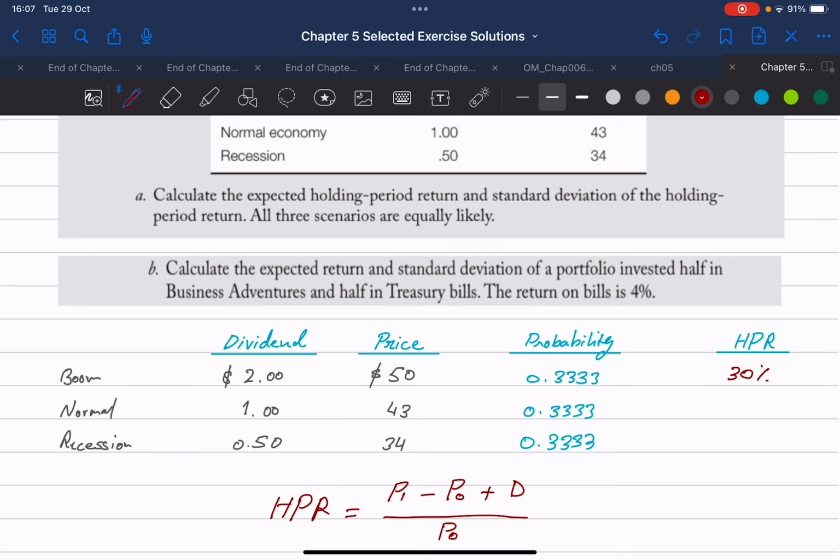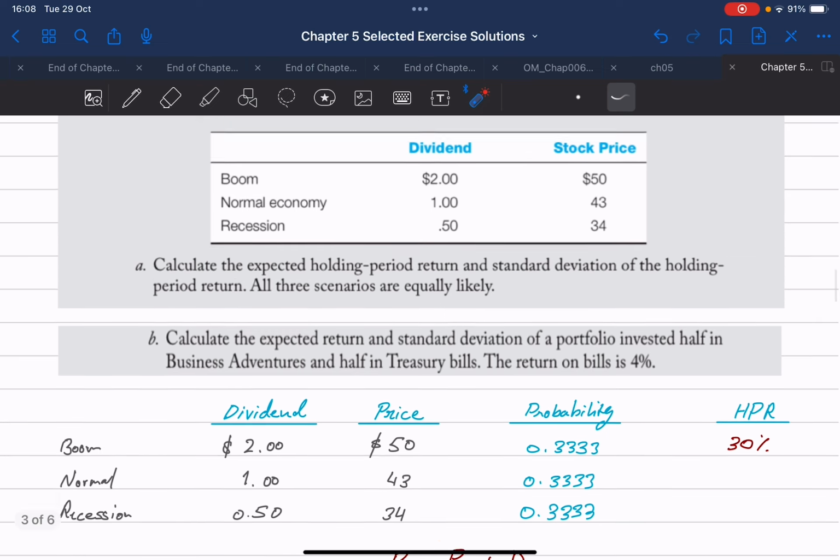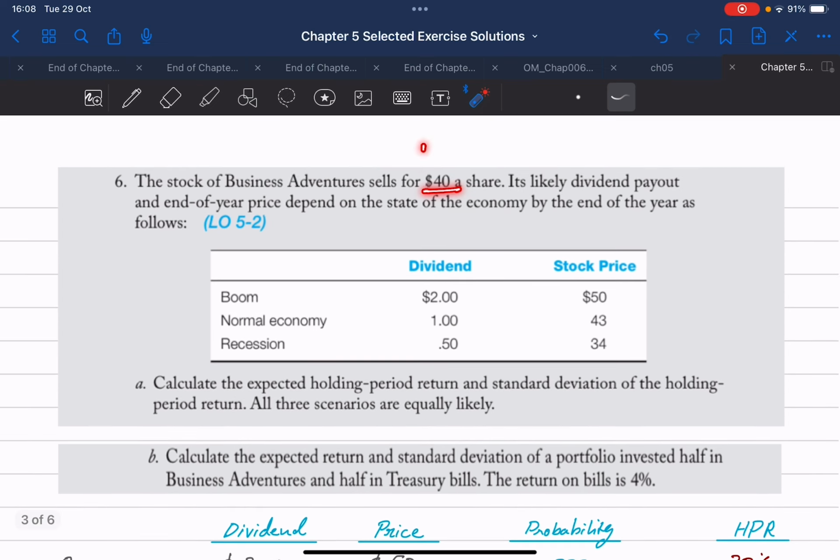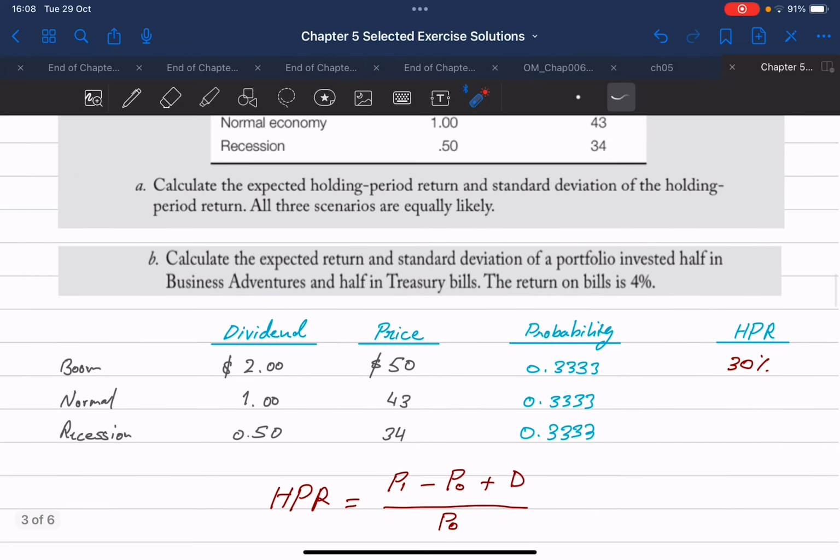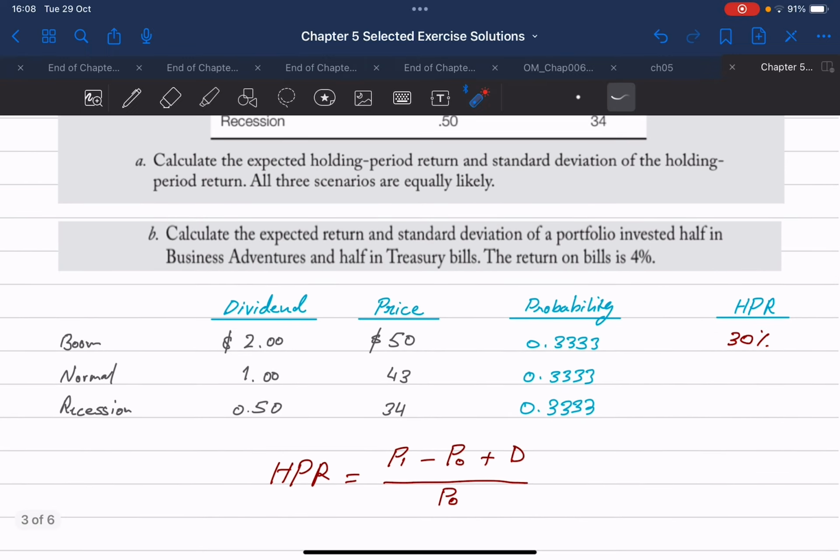I'll do the same for the normal economy situation, but this time the inputs will be different. So P1 is going to be $43, 43 minus P0 is still going to be the same, which is this $40. So in my calculator, I'm going to type 43 minus 40 plus the dividend, which is $1 in this case. That will be 4 divided by 40 and multiplied by 100. That's 10%.